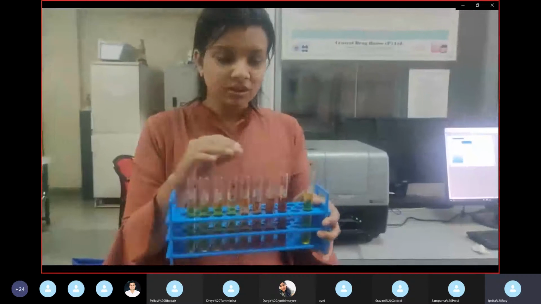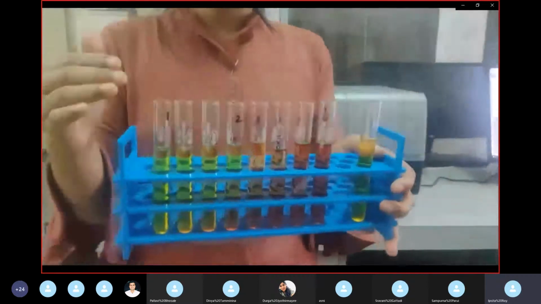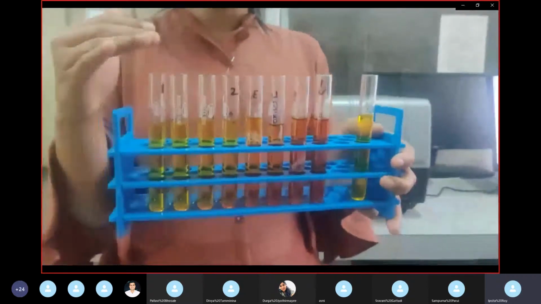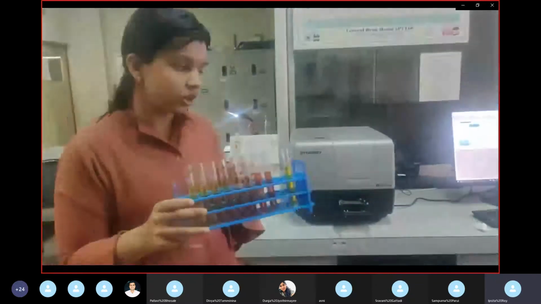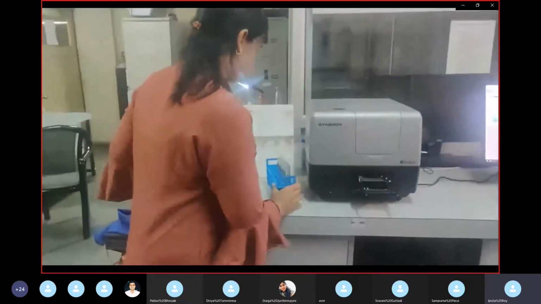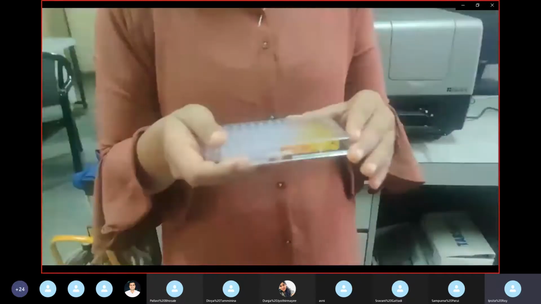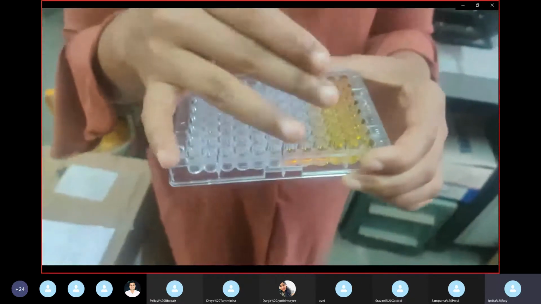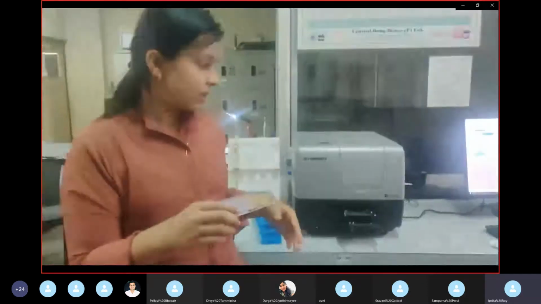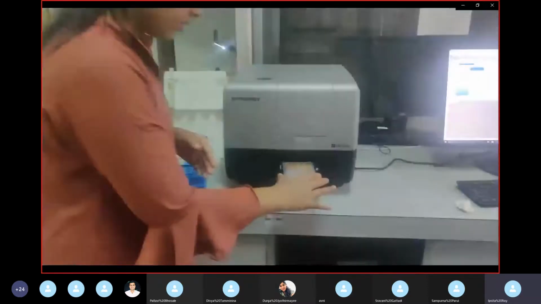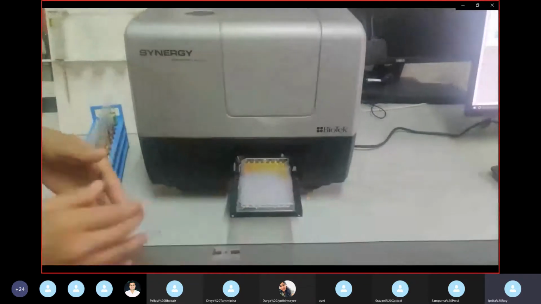These are the reaction mixtures and this is the blank solution. I have added 10 ml of distilled water to each of the reaction mixtures, and now I took 200 microliter of each of the reaction mixtures in this 96 well plate. This is the 96 well plate, and I took each of the reaction mixtures, 200 microliter, in triplicate. Now I will read the absorbance in the multi-mode reader at 540 nanometer.